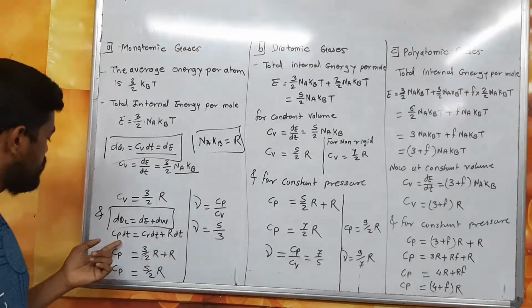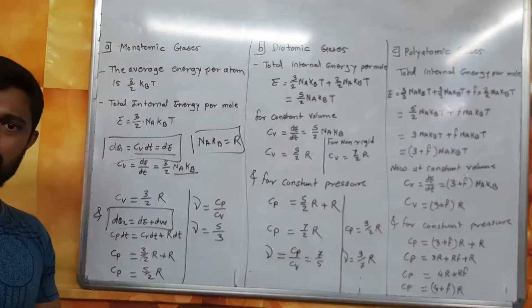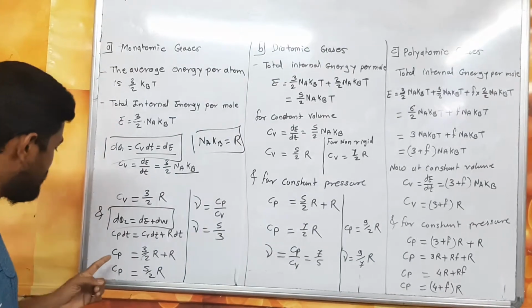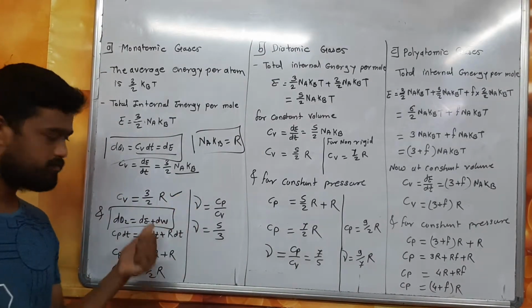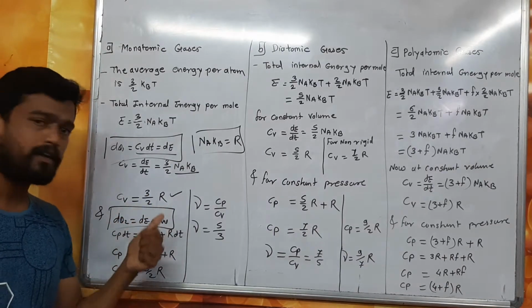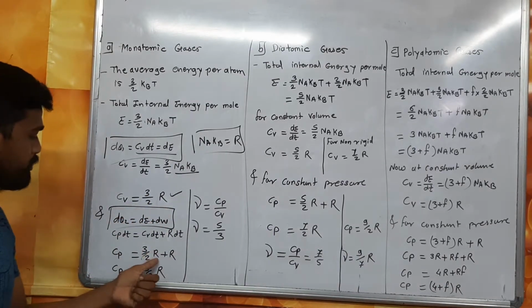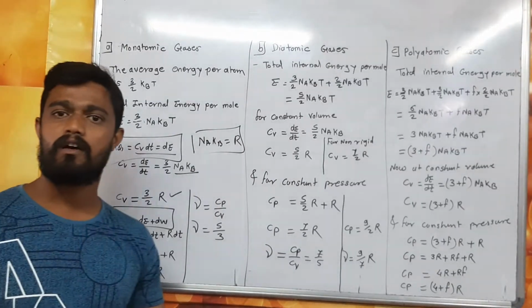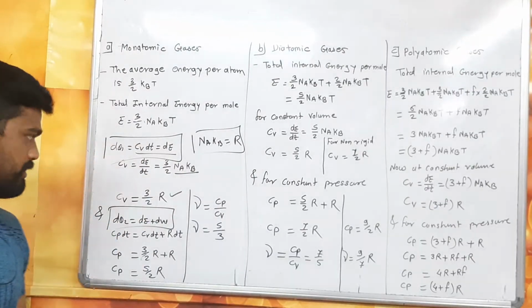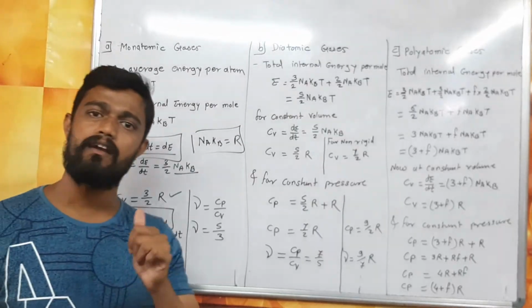So dT is common, so it will be cancelled. What is remaining? Cp is equal to, what is the Cv value? Cv is equal to 3 by 2 R. So I put here 3 by 2 R plus R. So I got Cp's value: Cp is equal to 5 by 2 R. Now I have the Cv value and the Cp value.